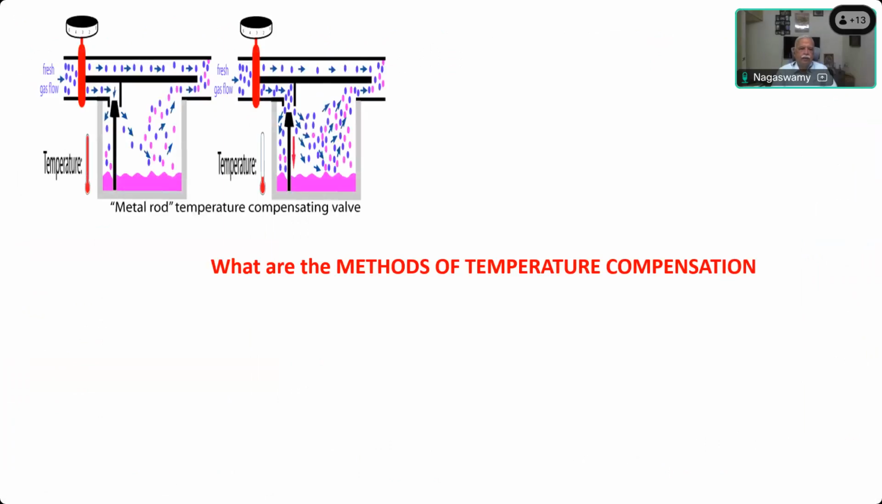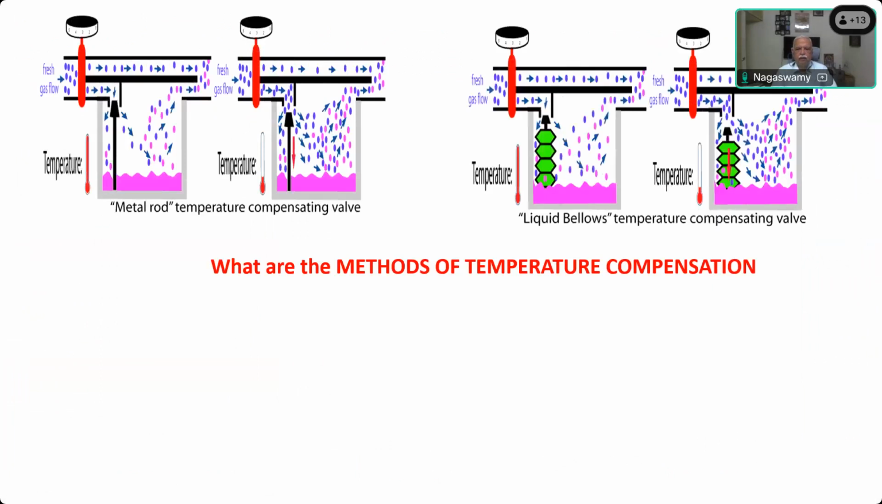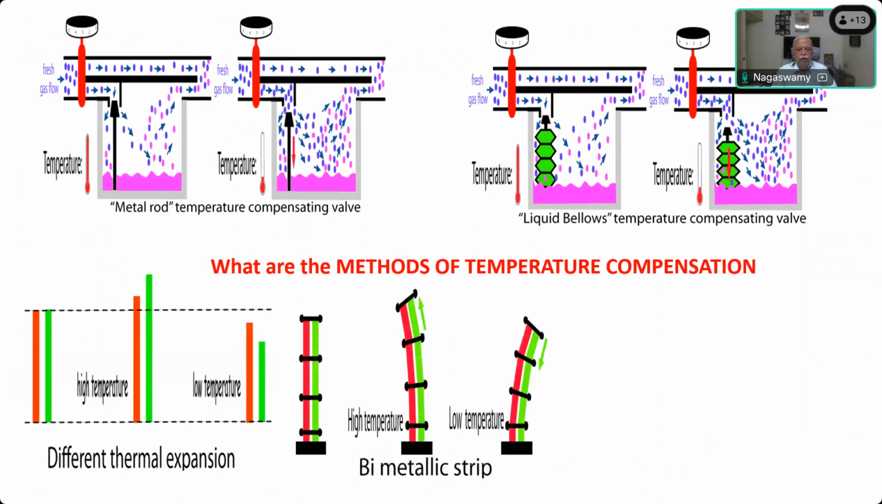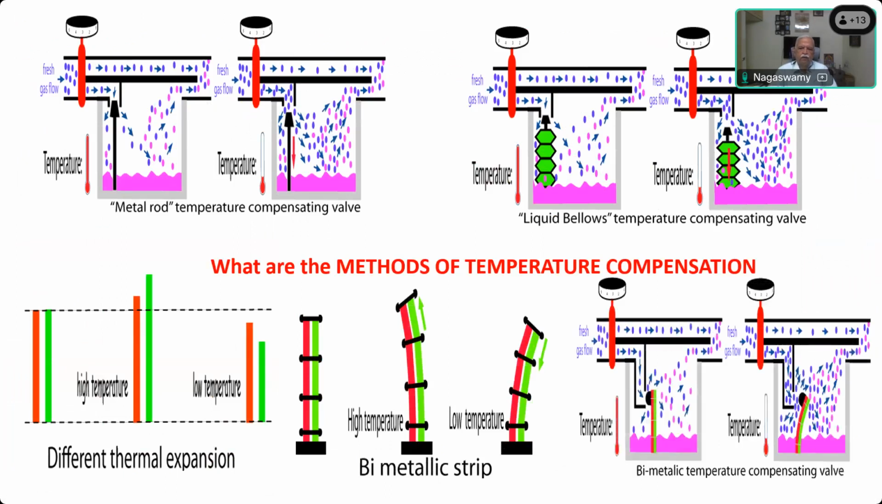Bimetallic strip: there is a metal rod, a temperature compensating valve. The importance of temperature is that whenever the temperature is low, vapor output will decrease, and whenever the temperature increases, vapor output will increase. To deliver a constant output, you may have liquid bellows or temperature compensating valves. There may be two metals of different thermal expansion, one which expands at high temperature and one which expands at low temperature. If both are fixed together, then depending upon the temperature, it will change position. That can cause opening or closing.